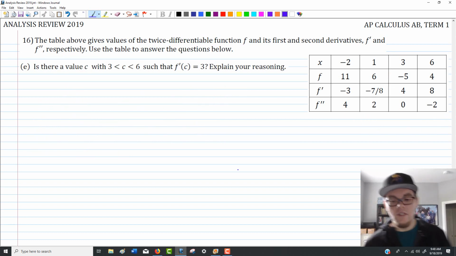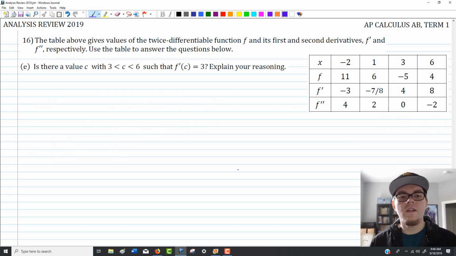Okay, question E. Is there a value c between 3 and 6 such that f prime of c equals 3? Explain your reasoning. So now at first when you read this, you might think that this is literally the exact clone of the previous problem we just did. But the difference here is we're asking about f prime of c.